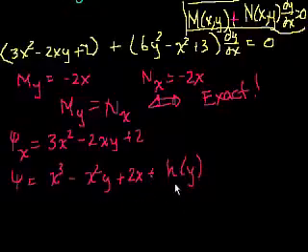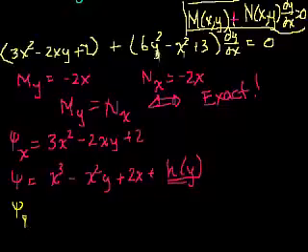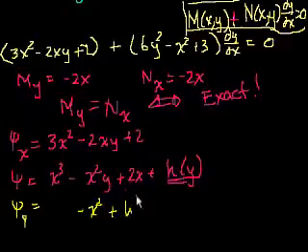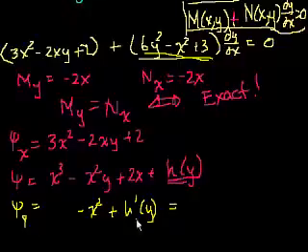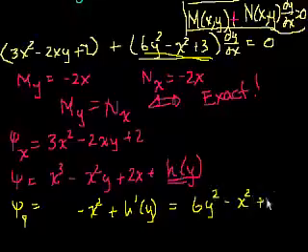And now to figure out xi, we just have to solve for h of y. And how do we do that? Well, let's take the partial of xi with respect to y. And that's going to be equal to N. So the partial of xi with respect to y, this is 0, this is minus x squared, this is 0, plus h prime of y is going to be equal to our N of x and y. So that's going to be equal to 6y squared minus x squared plus 3.